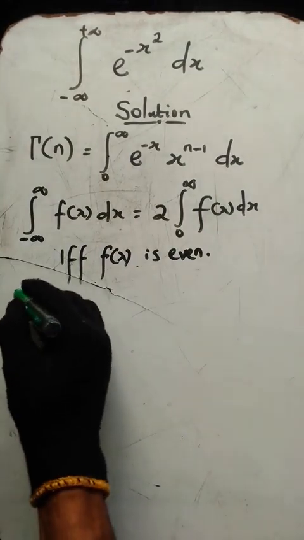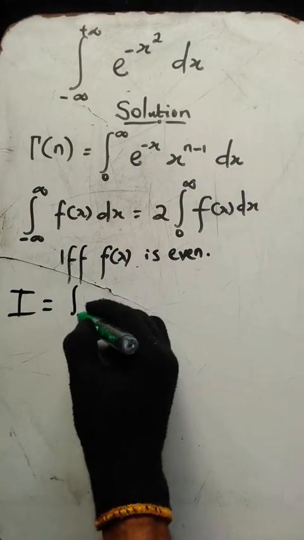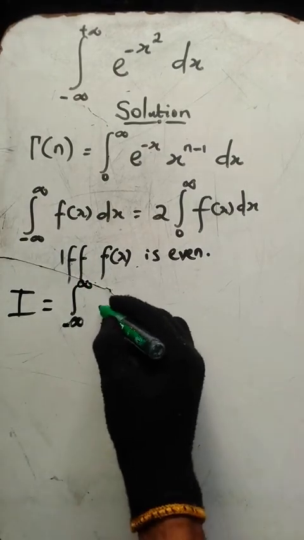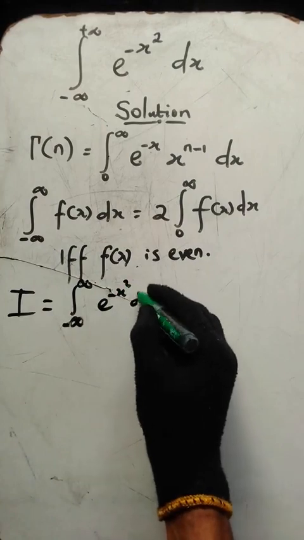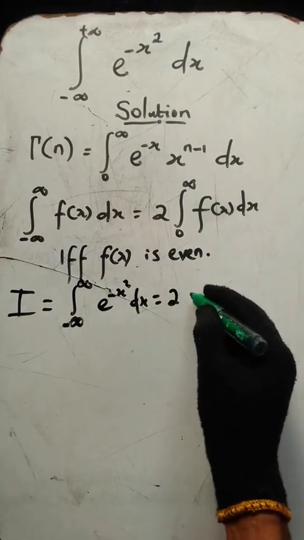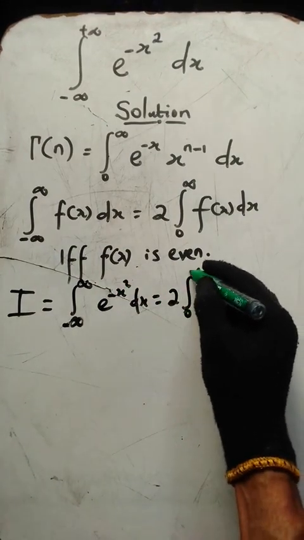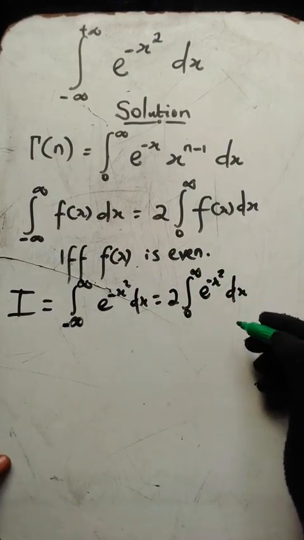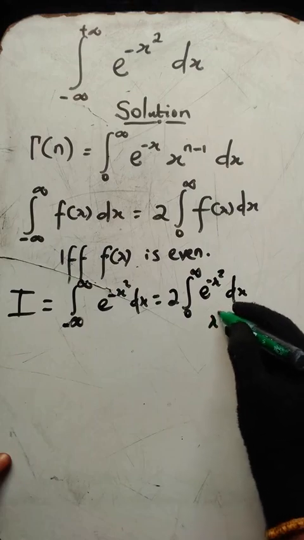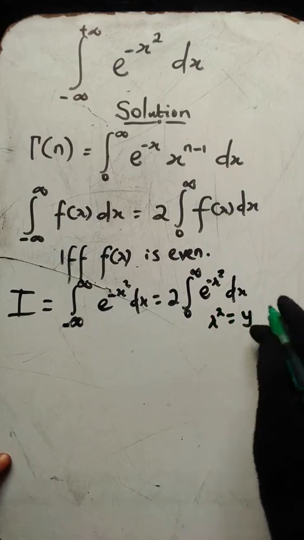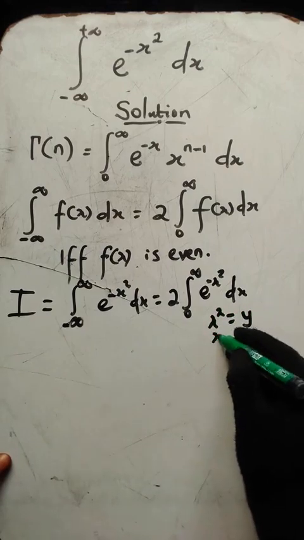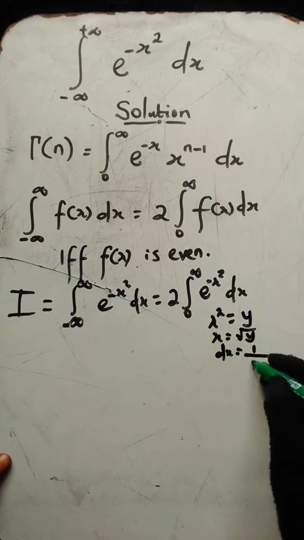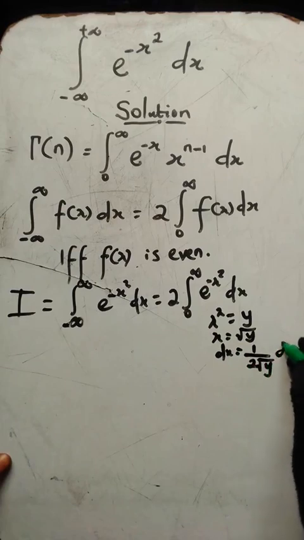So we have I equal to the integral from negative infinity to positive infinity of e raised to minus x squared dx, which is twice, since the function is even, the integral from 0 to infinity of e raised to minus x squared dx. So I'm going to make a substitution here. That is, x squared is equal to y. That is, letting x equal to the square root of y, the dx is going to be 1 over 2 square root of y dy.